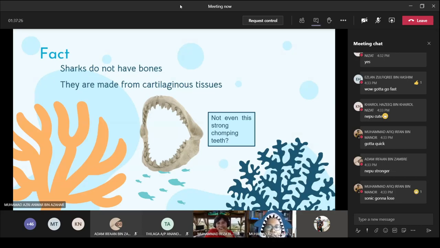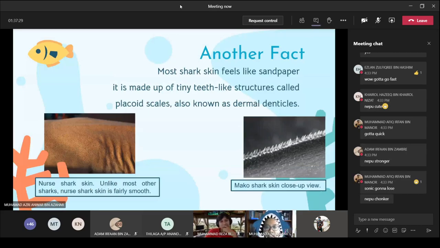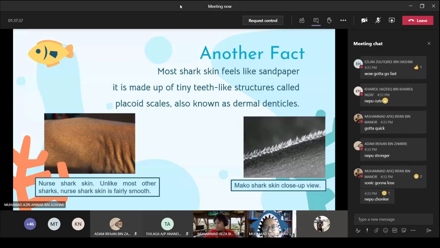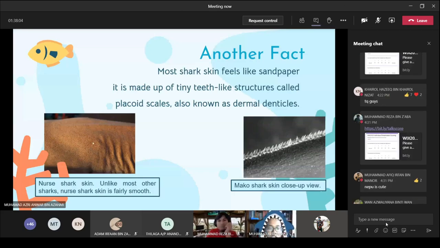Another fact: most shark skin feels like sandpaper. It is made up of tiny teeth-like structures called placoid scales, also known as dermal denticles. As you can see here, in a close-up view of mako shark skin, the tiny scales look like teeth. If you touch it, it feels like sandpaper. But unlike other sharks, the nurse shark's skin is actually fairly smooth. If you look close enough, you may see little pores in the skin.